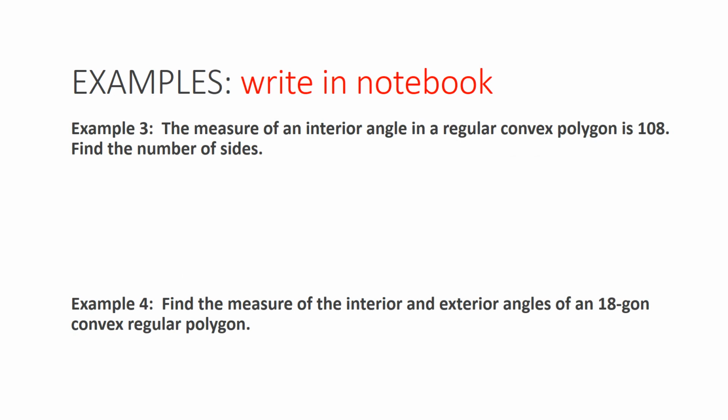All right, so we're going to start with our next two examples. In example 3 and example 4, make sure that you write down the wording of these examples so that when you do your homework, you know exactly where to look. If you just write down the work, you might get confused on what that means. So write down the words so that you know exactly what types of examples we've gone through. In example 3, the measure of an interior angle of a regular convex polygon is 108 degrees. We need to find the number of sides.